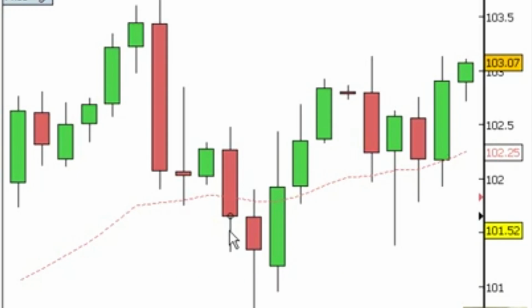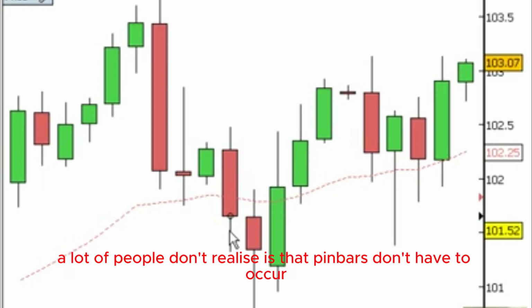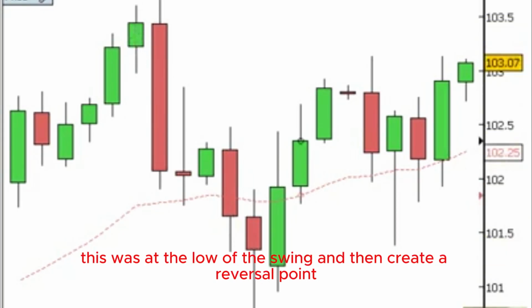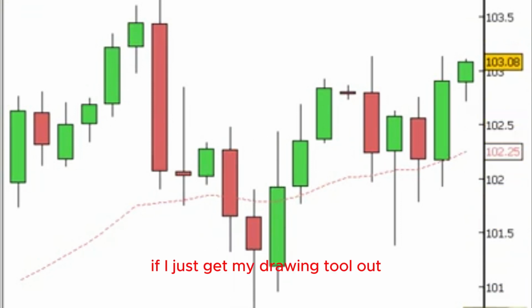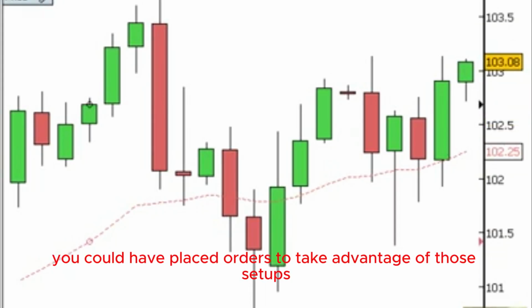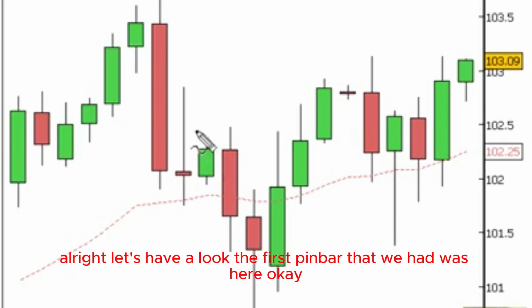Now, what a lot of people don't realize is that pin bars don't have to occur at the exhaustion point of a move. Okay, this was at the low of the swing, and then created a reversal point. If I just get my drawing tool out, I can show you where there are 3 other pin bars in here that could have been traded. And I'm going to show you how you could have placed orders to take advantage of those setups. All right, let's have a look.